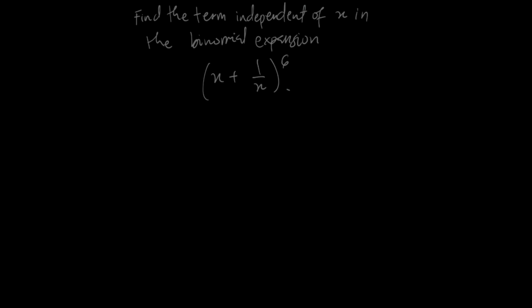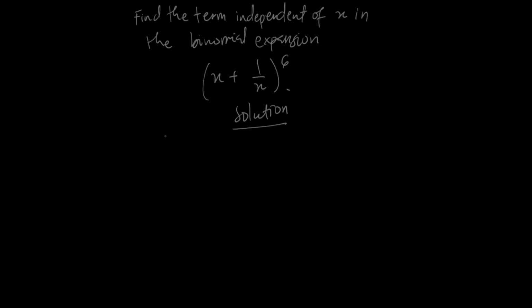After this one we will solve one more question, then we bring the video to an end. So we have this binomial expansion and we have to find the term independent of x. In other words, what this question means is that we have to find the constant term in this expansion.